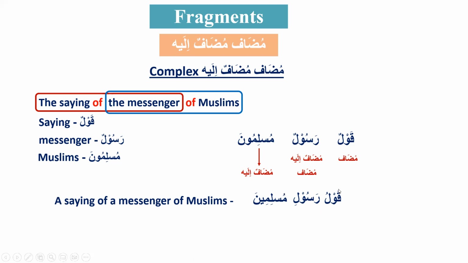So Qawlu has to be light, cannot take al. But Rasulu, because it is mudaf ilayhi for Qawlu and mudaf for Muslimuna, it has to meet three conditions at the same time. No al, has to be light, and has to be in jar status as well. And Muslimina is mudaf ilayhi, so it will be in jar status.